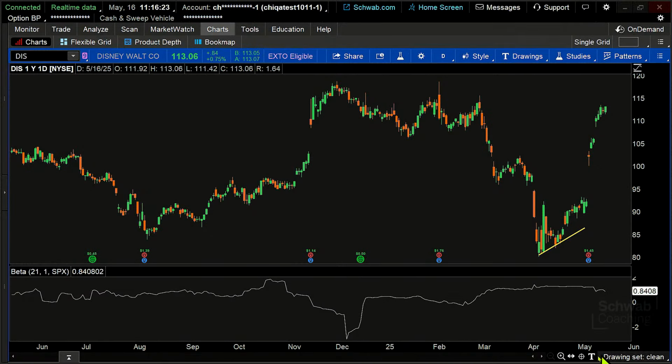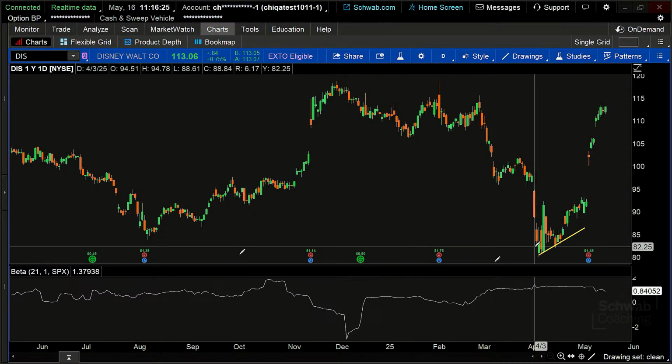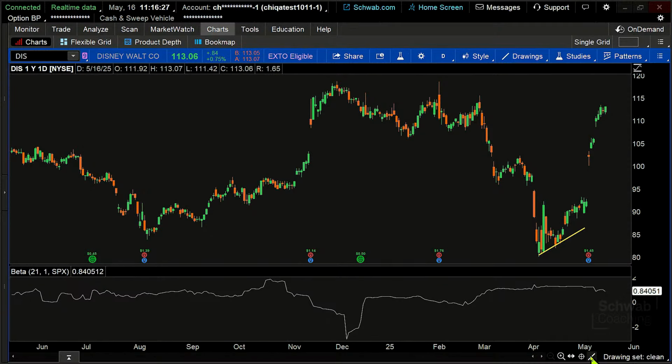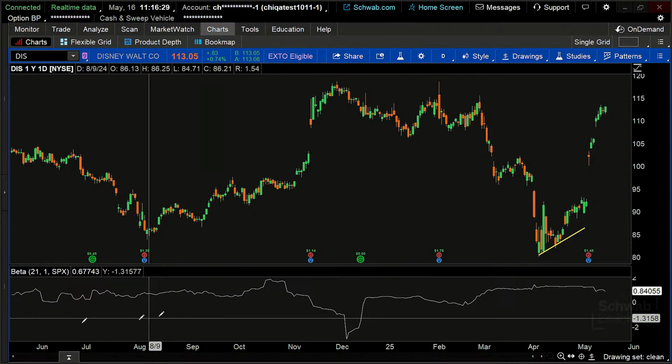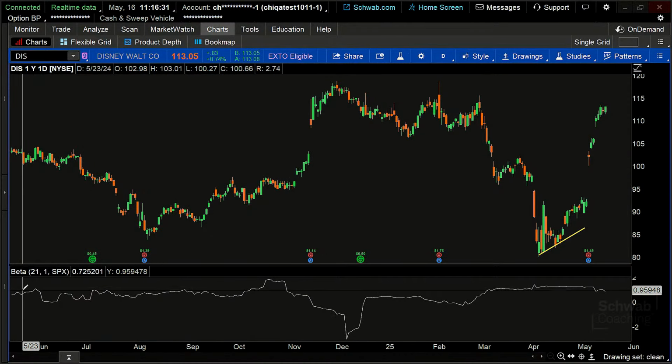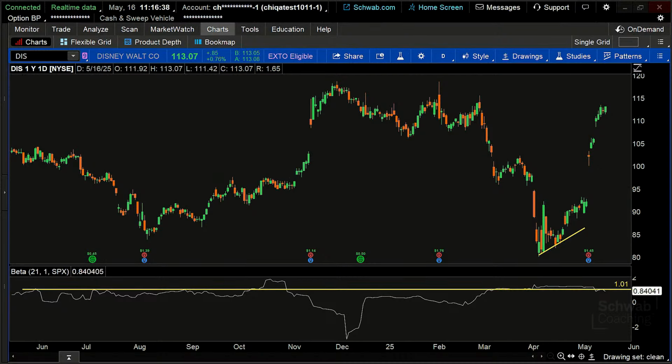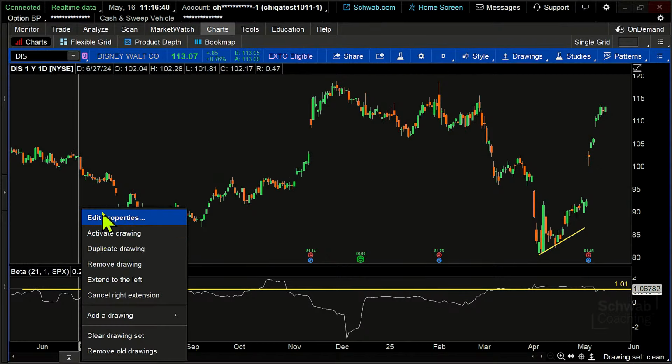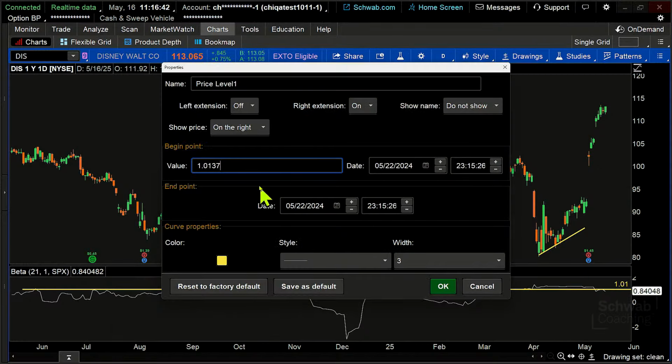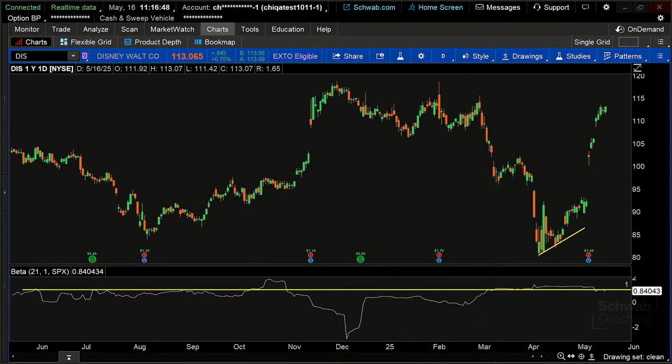I'm just going to draw a line. I'm going to grab my line tool here, and I'm going to draw this trend line right here. I'm going to use this price level tool, and I'm going to find 1. And 1 is just kind of right there, right? That's 1, it's 1.01. If I were to right click and edit properties, I can make that exactly 1.0, and we'll click on OK. There's 1.0 exactly.